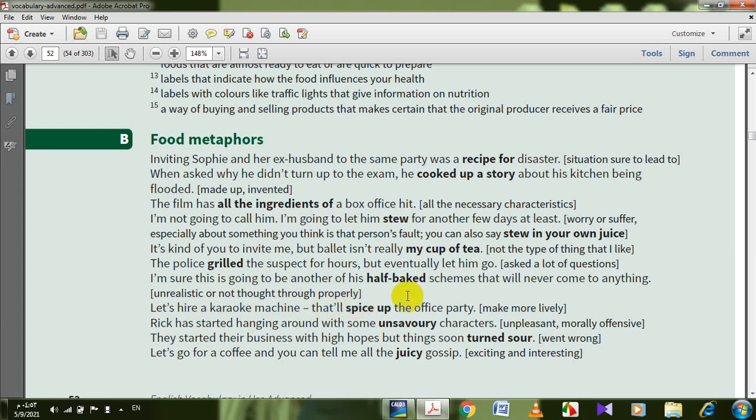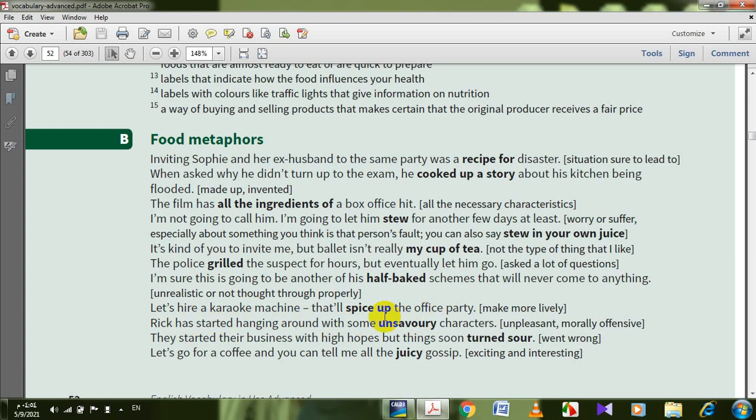Let's hire a karaoke machine. What is a karaoke machine? يعني karaoke machine هي الآلة اللي بتعزف فقط عزف بدون الغناء، بدون ما واحد يغني.